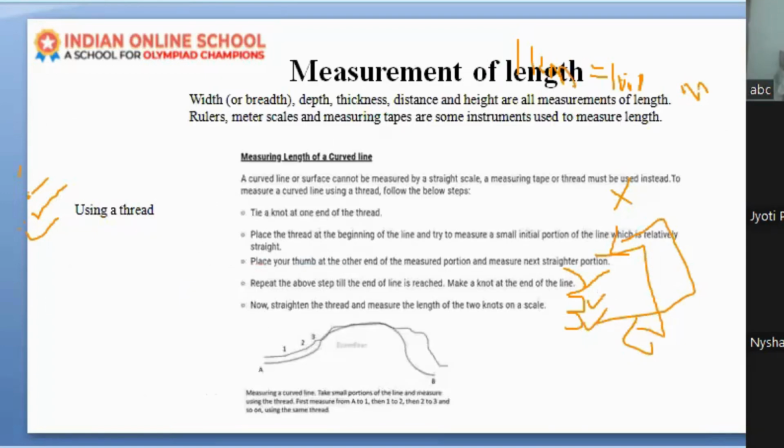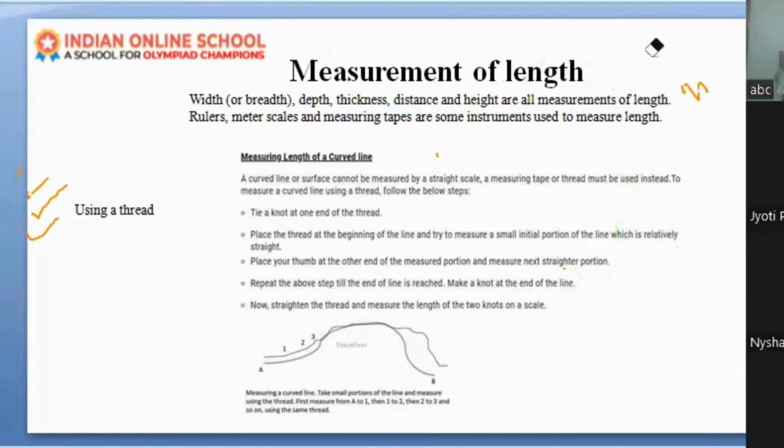Okay, so what is there in this slide? It is a very crucial topic that we are learning here. Let's see what it is. Here, student, I'm talking about measurement of length. But what is the difference? You have to measure a curved surface here. How can you measure a curve? If the surface is flat, I can easily do it by using a scale. But what about the curved surface? If it is a curved surface, how can I measure it?